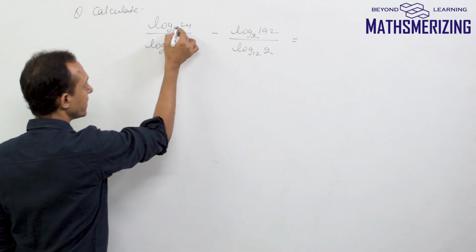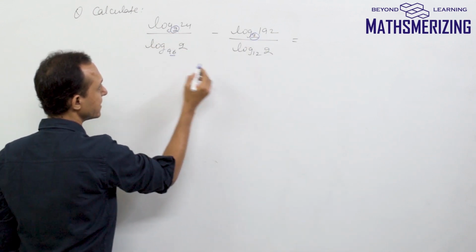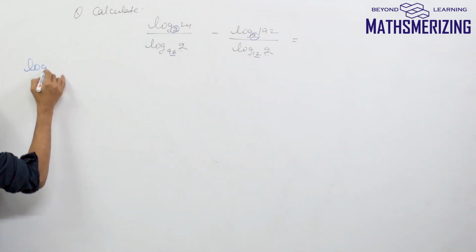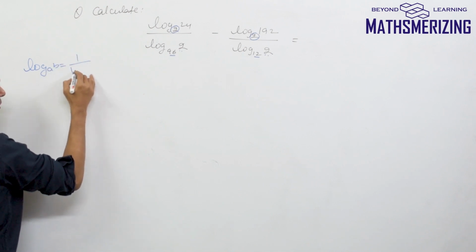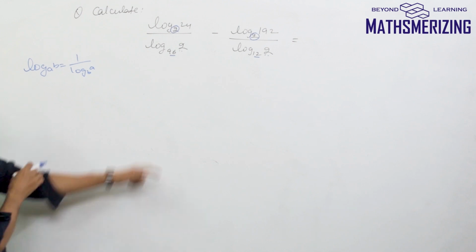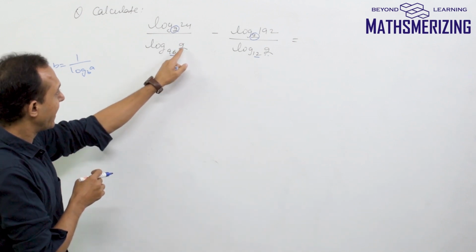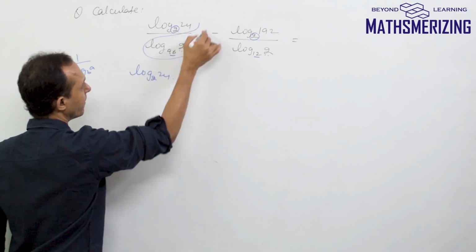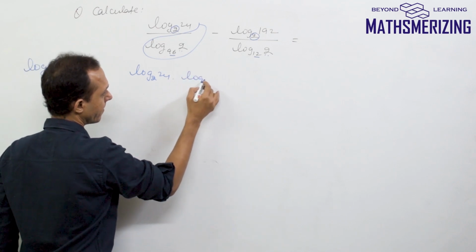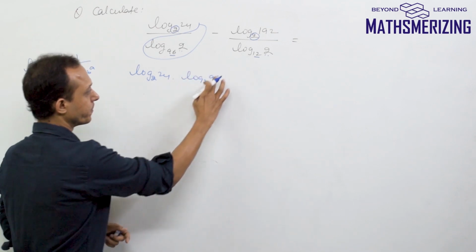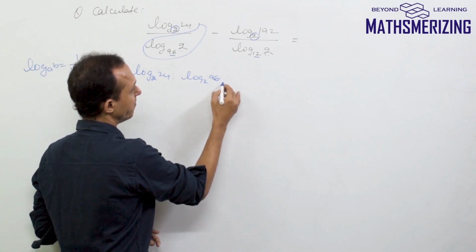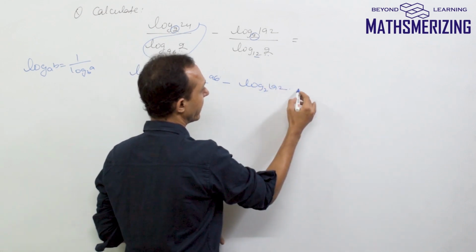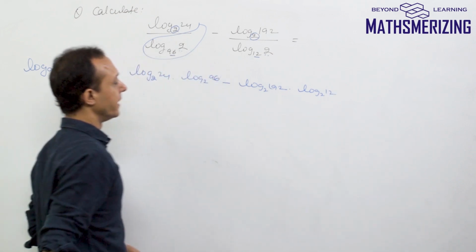So what I know here is the base of these two logs is 2, but here the base is 96 and 12, while the number is 2. So what we know is log b base a is 1 upon log a base b. So if I take the reciprocal of this log, I'll get the base as 2. So this is log 24, and 1 upon log 2 base 96 is log 96 to the base 2, minus, and this again is log 192 to the base 2, and if I take the reciprocal again, I'll write it as log 12 base 2.